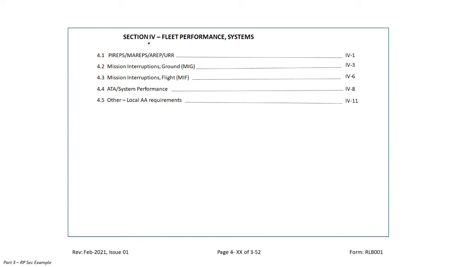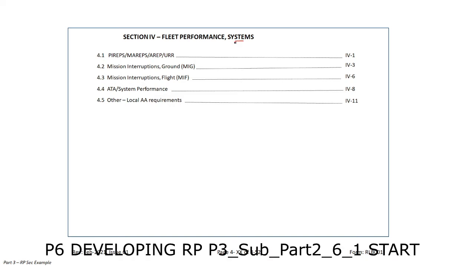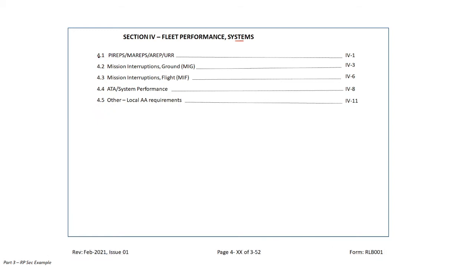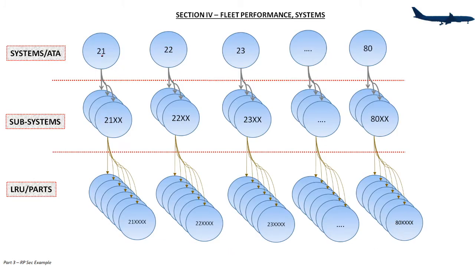Now let's start section 4, and this is all about fleet performance on system level. We're going to have very interesting, very detailed discussions in this section presentation. I'm not going to read all the subsection titles, we already did it. But I would like to remind you that in this section, we want to understand how our fleet is performing on system/ATA level, subsystem level, and last but not least, LRUs and parts level.